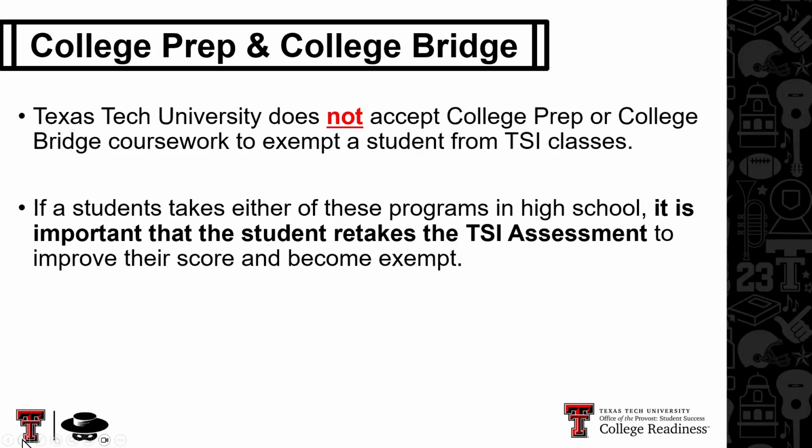So if you are taking a college prep or a college bridge class at your high school, the best thing you can do is sign up to retake your TSI assessment. Those courses are meant to help you pass that TSI assessment. So hopefully you've strengthened your skills, you go and you retest, and you earn a passing TSI score. Submit that to Texas Tech, and that will be what exempts you from that developmental coursework when you attend Red Raider orientation.